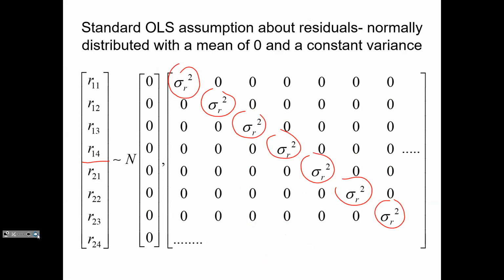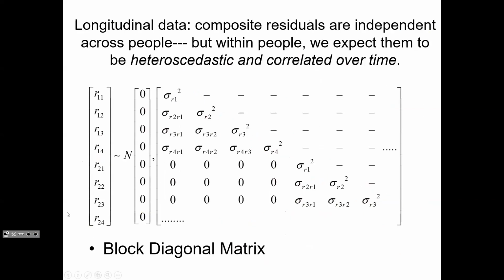And actually, at this point, we can just think about these as the level 1 residuals too. But with longitudinal data, they are independent across people. But within people, I don't necessarily think that this residual structure is going to be independent within person. Sigma squared, actually, we're saying is normally distributed with mean 0 and constant variance. Normally, that's our normal assumption.